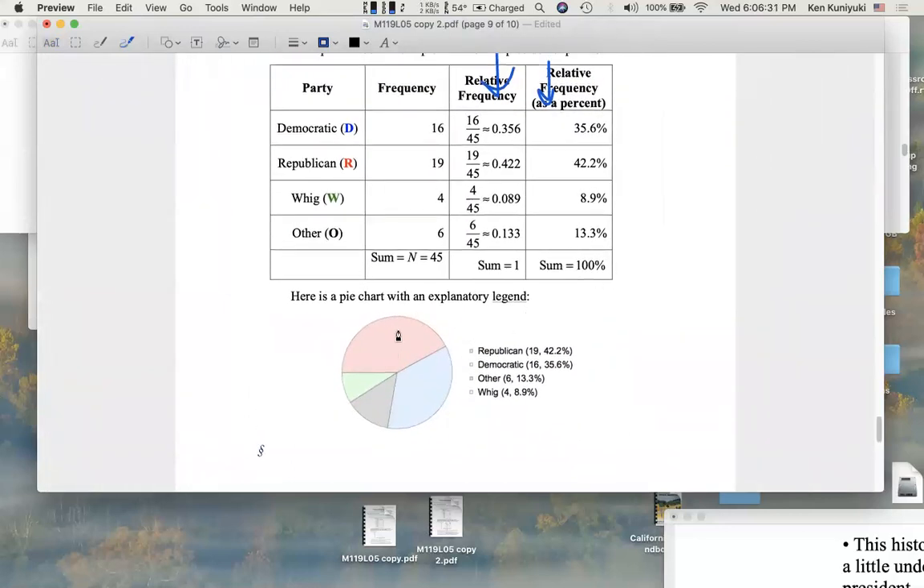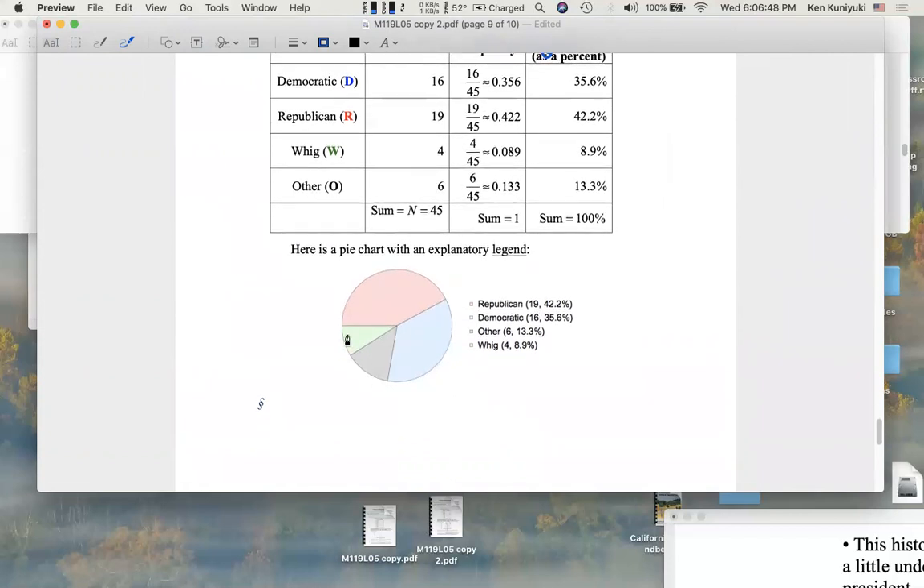So for this pie chart, in red or pink, we have the Republicans, 19 Republicans. In red, that's about 42%. Okay, 16 Democrats, about 36% in blue. 6 others in gray, about 13%. And 4 Whigs in green, about 9%. Total should be 100%. Right? And the size of the central angles, the relative sizes of these wedges, depend on the relative frequencies.